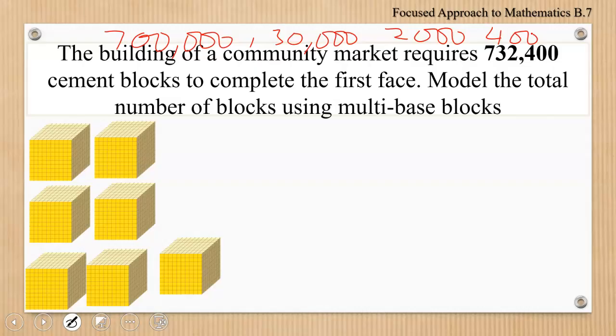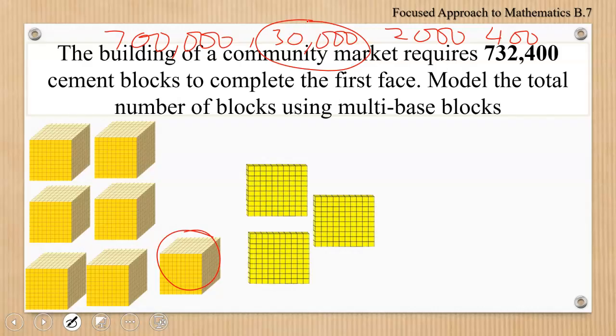And so starting from the left, we need to have 7 of the 100,000 blocks. That will give us 700,000, because we said that every block here is 100,000. Then we need 30,000 as flats, and we know that each flat is supposed to be 10,000. So 10,000 plus 10,000 plus 10,000 will give us 30,000.